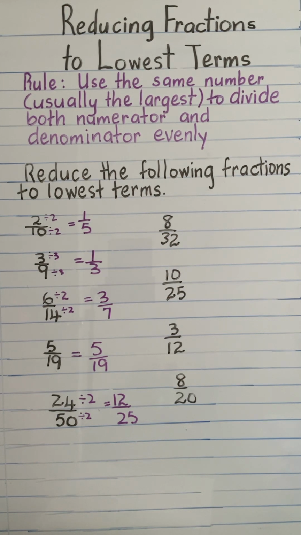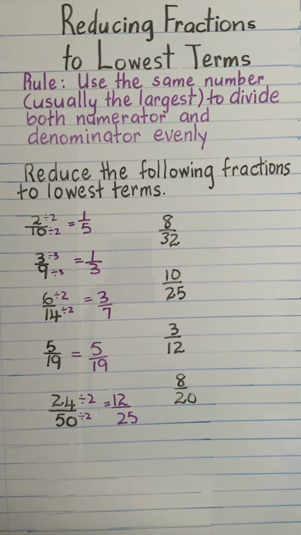Let's see, we know 12 cannot divide 25. Let's try 6. 6 cannot divide 25. It will divide 12 but not 25. Let's try 3. That doesn't work either for 25. 2 works with 12, but it doesn't work for 25. So this 12 over 25 is the lowest term. So 24 over 50 is equal to 12 over 25.